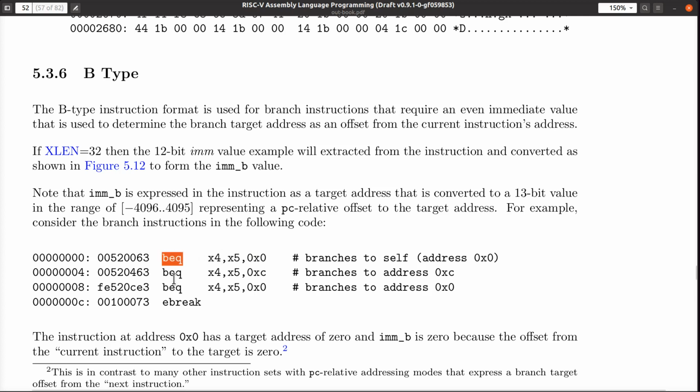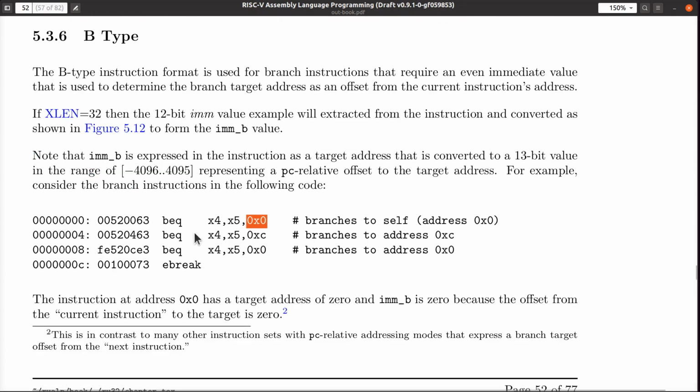What this means really is branch if these two registers have an equal value in them to this address over here, hex address 0. So if they happen to be equal, this is an endless loop. But that's beside the point. Let's look and see how this thing is encoded and what it means. What is this? This is the target address of the branch instruction.